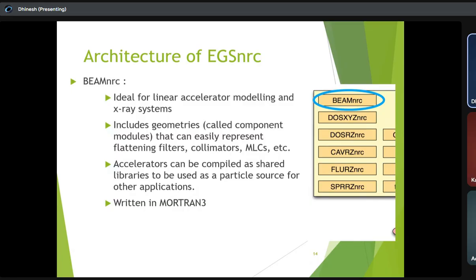First, BEAMnrc. BEAMnrc is mostly used for linear accelerator modeling and X-ray systems, which includes most of the geometries such as flattening filter, collimator, and MLC. These accelerators can be compiled as a shared library to be used as a particle source for other applications, which means we can construct the linear accelerator using BEAMnrc, and then use that constructed accelerator for other applications such as DOSXYZnrc, and there are many other applications.